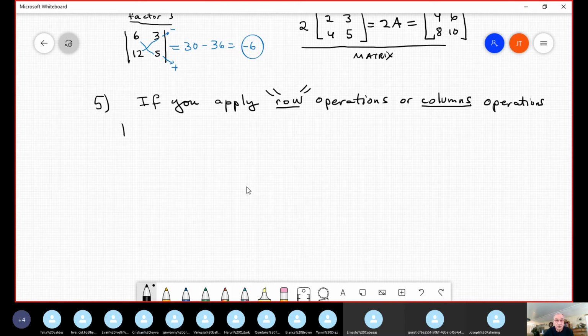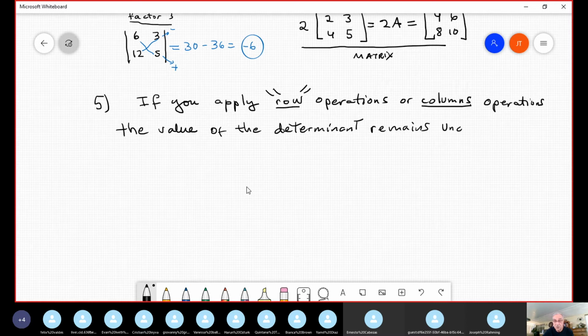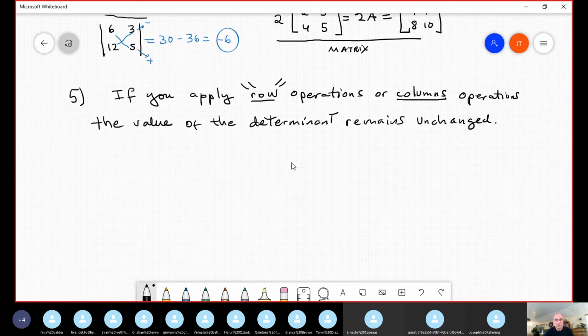The value of the determinant remains unchangeable. Wow, it's an elegant way to say it doesn't change. It's unbelievable. Some people don't understand this property very well because they try to use common sense. This is totally opposite to common sense. Let me prove it.